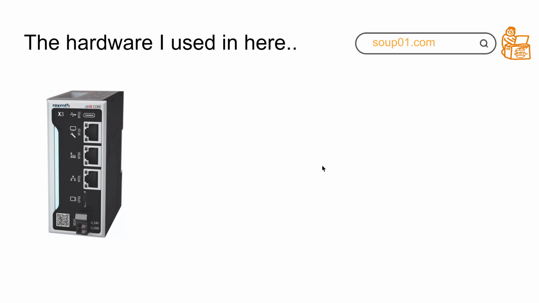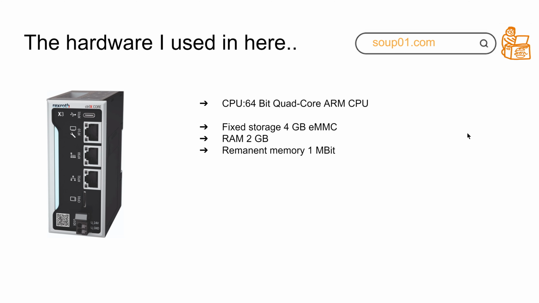So the hardware I used in here, the first one is the ctrlX CORE X3. I brought it from Taiwan, so it's a 64-bit ARM PC CPU. It has 4 GB eMMC, 2 GB RAM, and 1 MB of FRAM memory. The operating system is Linux-based. Then they have a USB-C type in here.